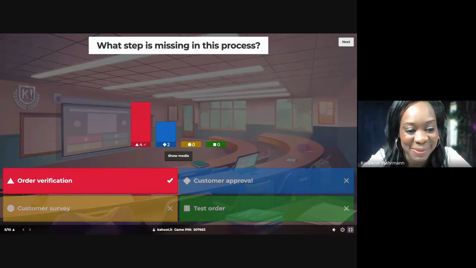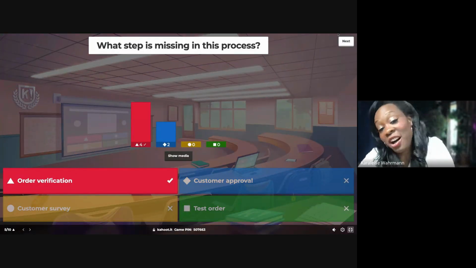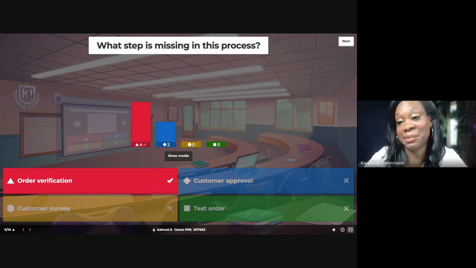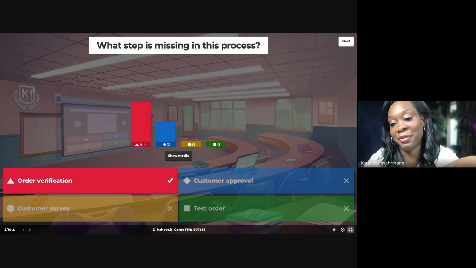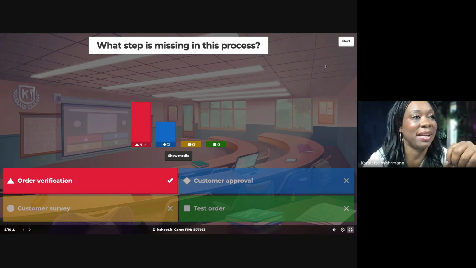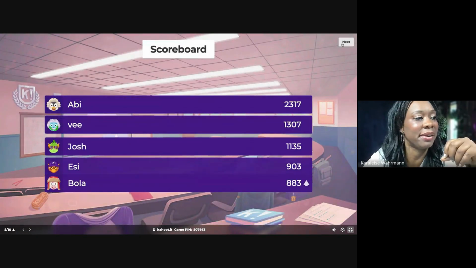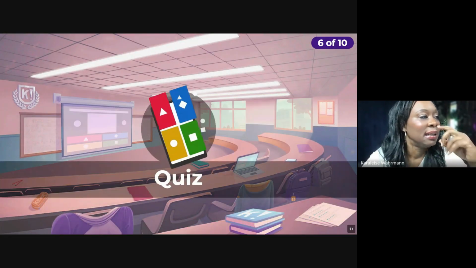Okay, we think everybody almost got this. This is good. Of all the options, order verification is the most logical, right? So you create the order, you verify it, then you fulfill it. So that's what we got. Okay, cool. All right, let's get ready for the next one.